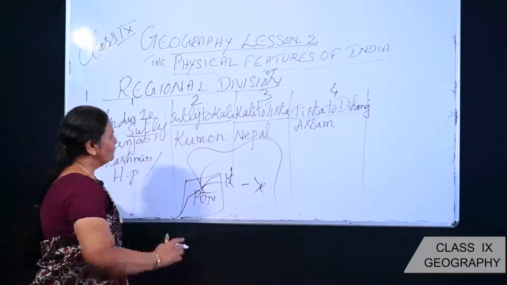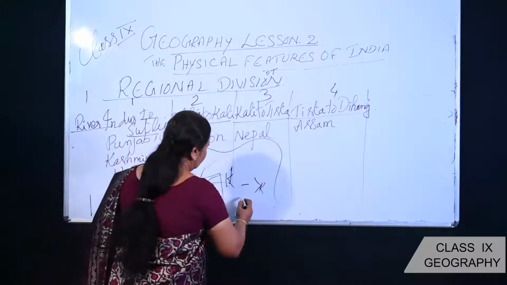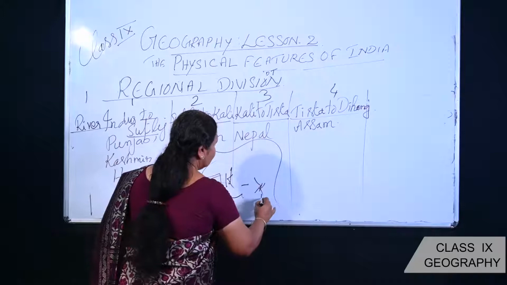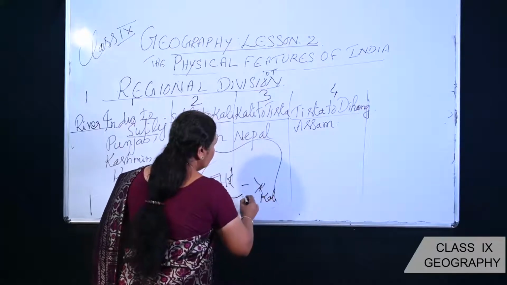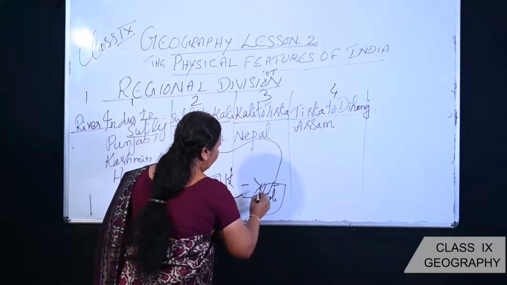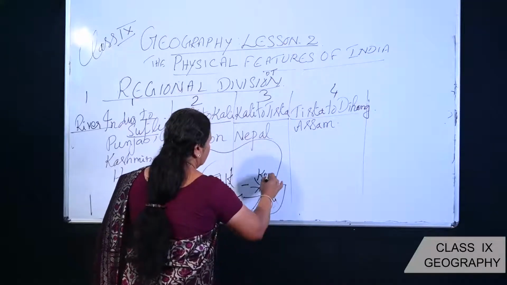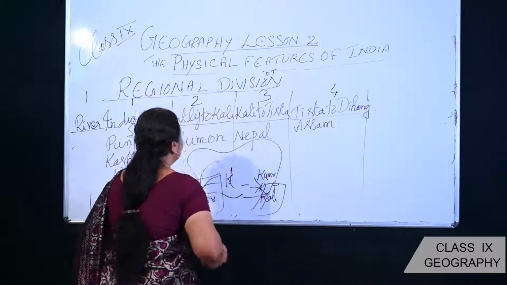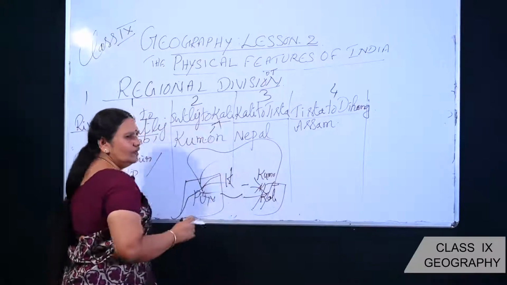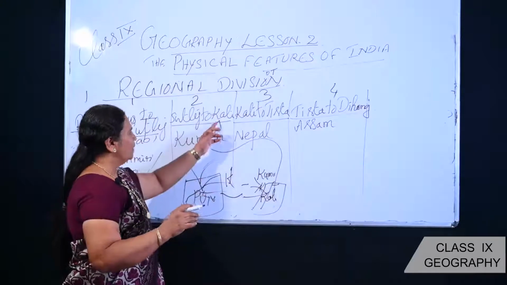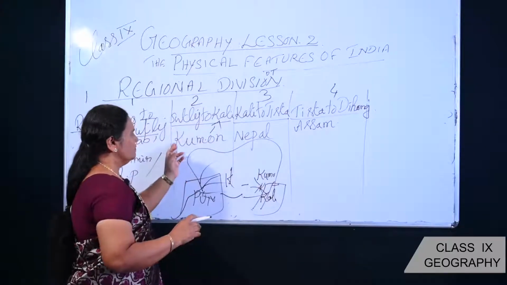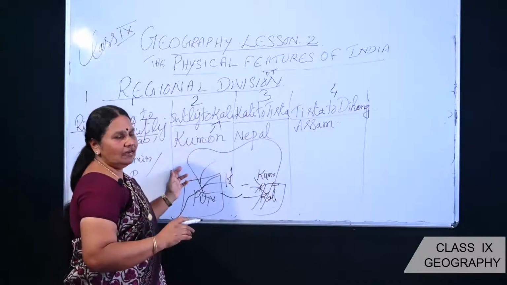Now let us go to the area which lies between River Sutlej and up to what river? That is Kali. Before Nepal, that area is called Kumaon Himalayas. Don't confuse yourself. Take this memory point in your mind: Kali and Kumaon. From Sutlej to Kali, that area is called Kumaon Himalayas.